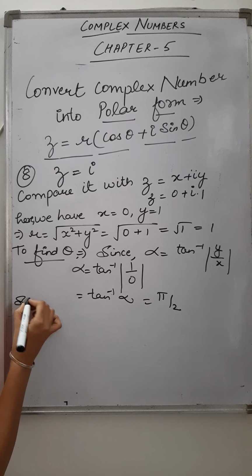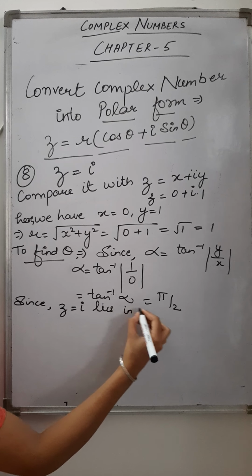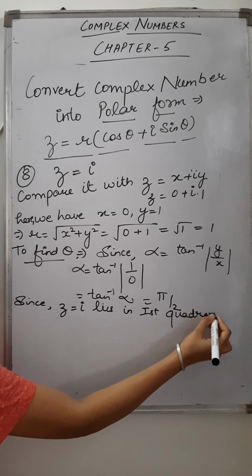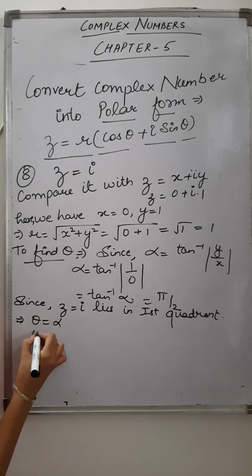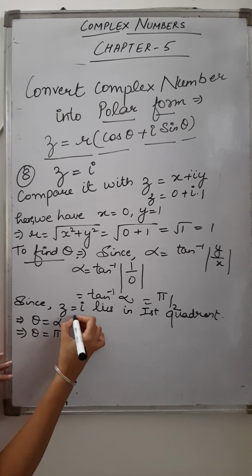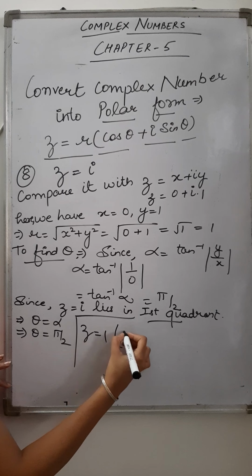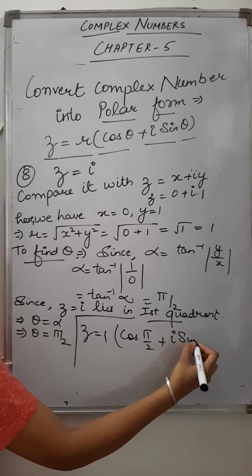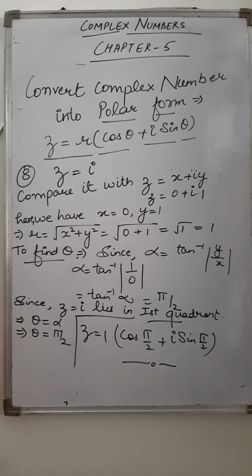Since z is equal to iota lies in the first quadrant, this implies theta is equal to alpha. This implies theta is equal to pi by 2. And your complex number in polar form is z is equal to r, where r is 1, cos of theta, theta is pi by 2, plus iota sine pi by 2. This is your answer. Now the exercise is complete.